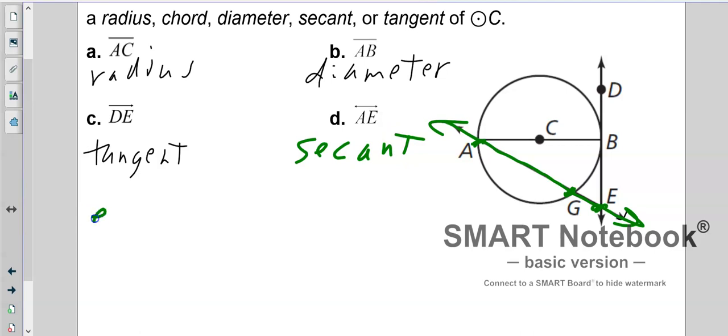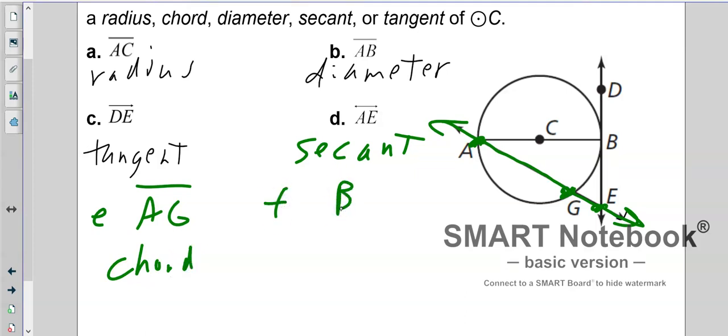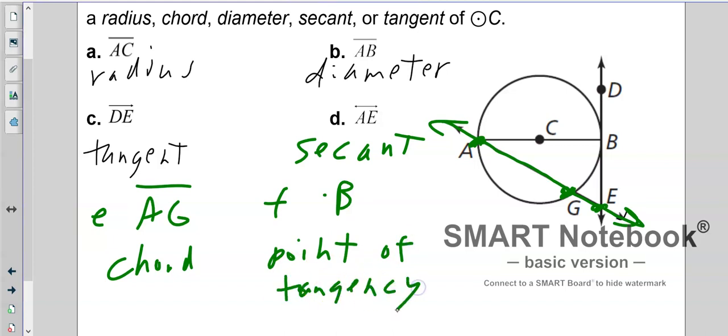Now we're going to add a couple other ones. AG, just the line segment, is a chord. And F, we'll just go with B, point B, and that is the point of tangency. It's the point where DE touches the circle.